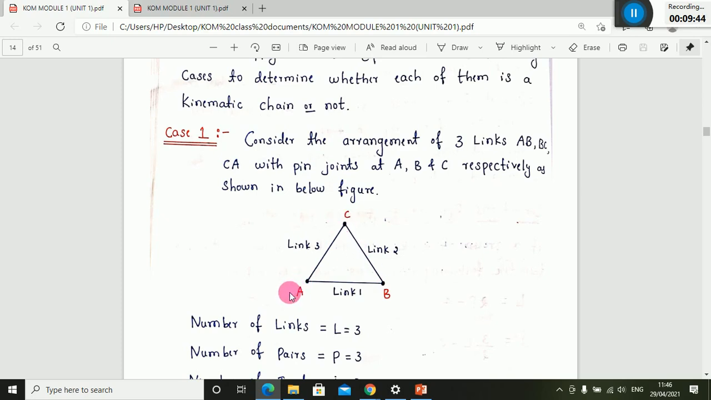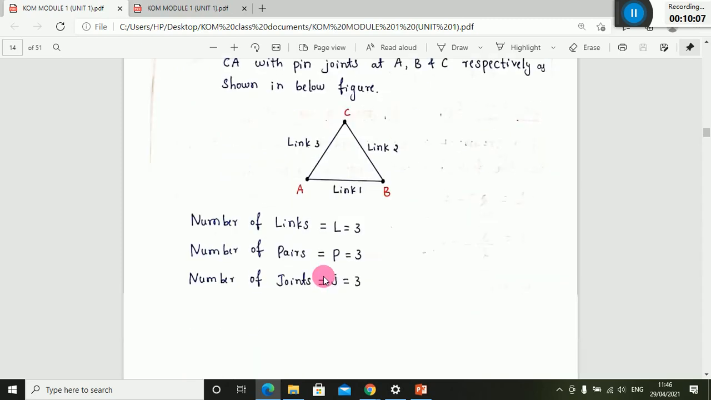Since it is in the form of a triangle, you will not be able to transfer the force from link 2 to link 3, or link 1 to link 2. You will not get any movement. Hence I cannot call this group of kinematic pairs a kinematic chain. There should be some relative motion. So I can consider this a structure. I'll explain what a structure is in the next slides.